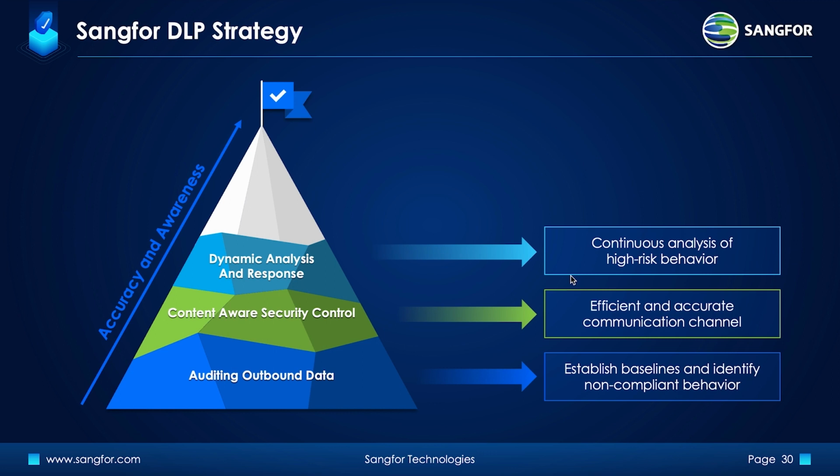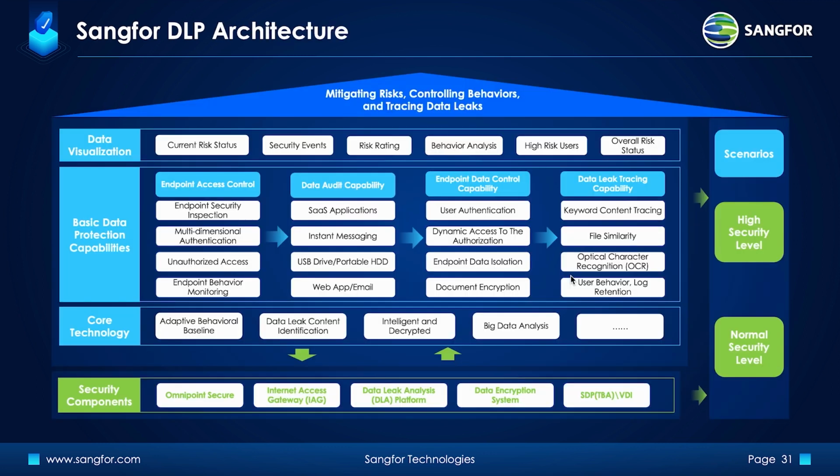For auditing outbound data, we want to establish a baseline and identify non-compliant behavior. For content-aware security control, we want to help you achieve efficient and accurate control of communication channels. For dynamic analysis and response, we will help you continuously analyze high-risk data leak behavior or other malicious behavior. Now let me introduce the DLP architecture.